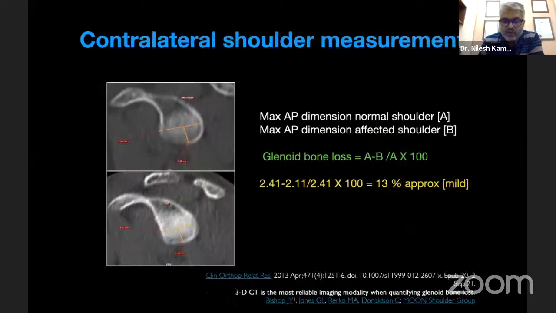What we do routinely at our center is according to the Moon Shoulder Study Group, where we take contralateral measurements of the opposite side and we get both 2D CT as well as 3D CT measurements. It's pretty simple: in a non-involved shoulder, you take the maximum AP dimension of a normal shoulder, you take the maximum AP dimension of the affected shoulder, and the bone loss is calculated as (A minus B) upon A into 100, which is shown as a percentage bone loss.